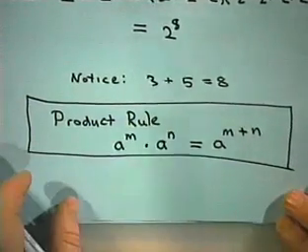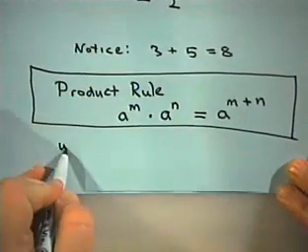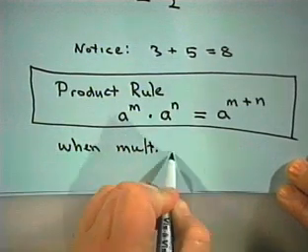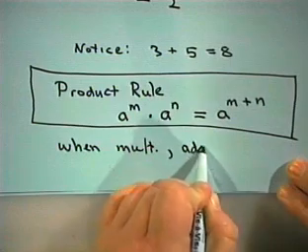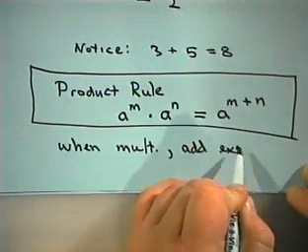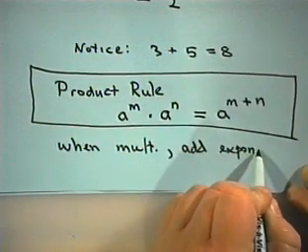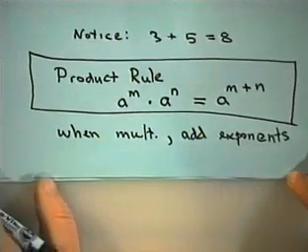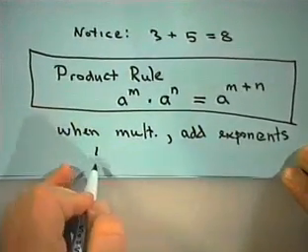In words, when you multiply, you are going to add the exponents. It is critically important that you have the same bases, and you leave the base alone.